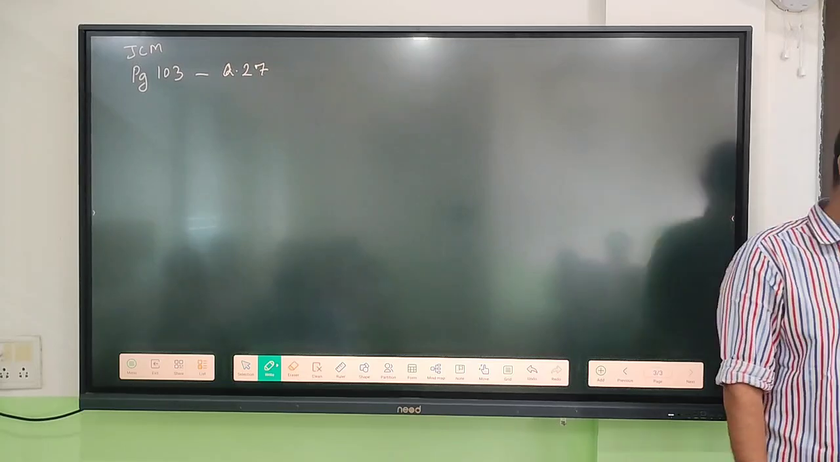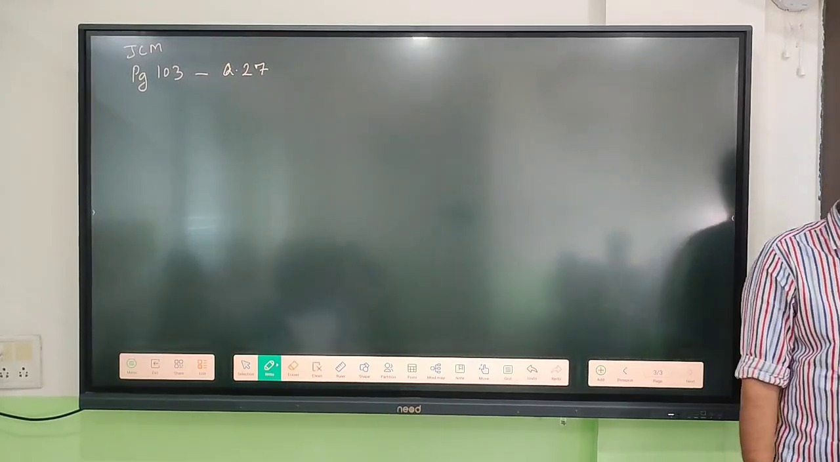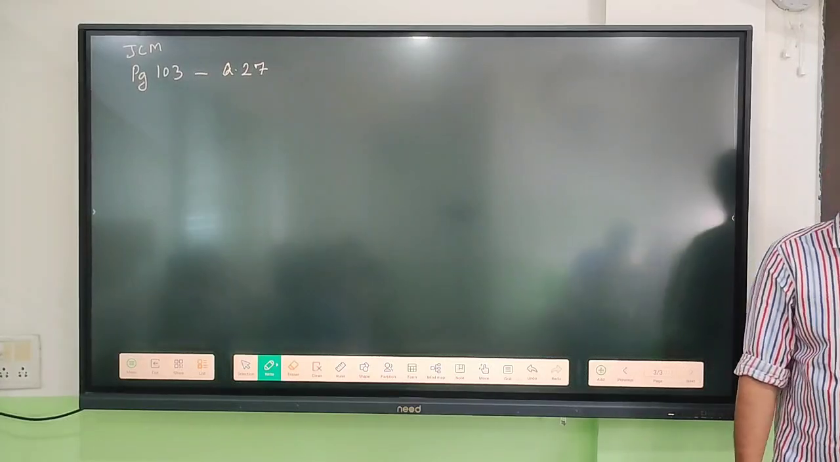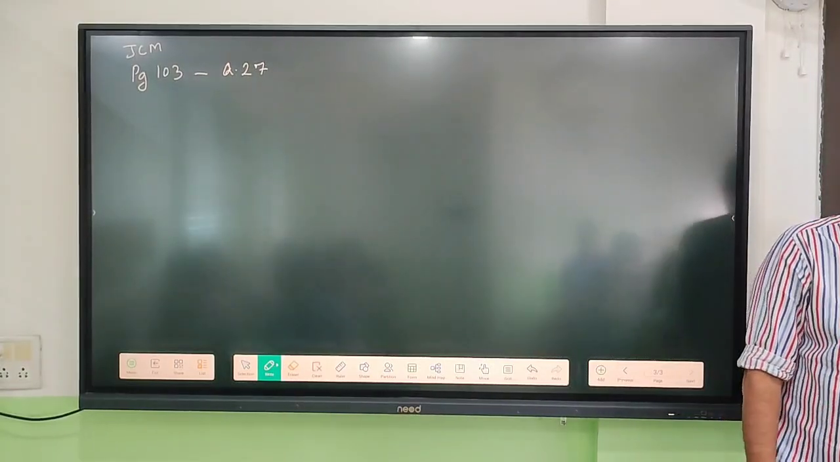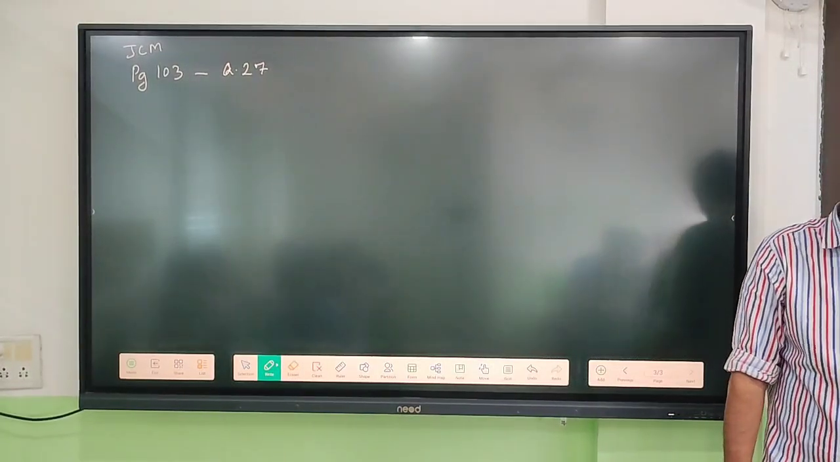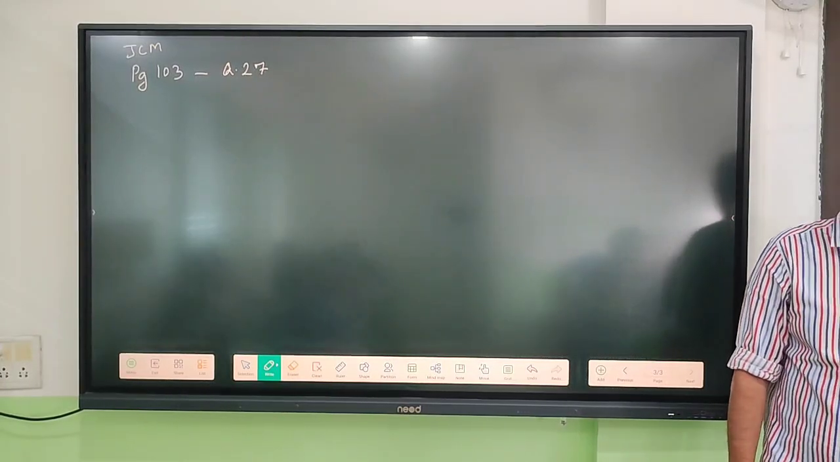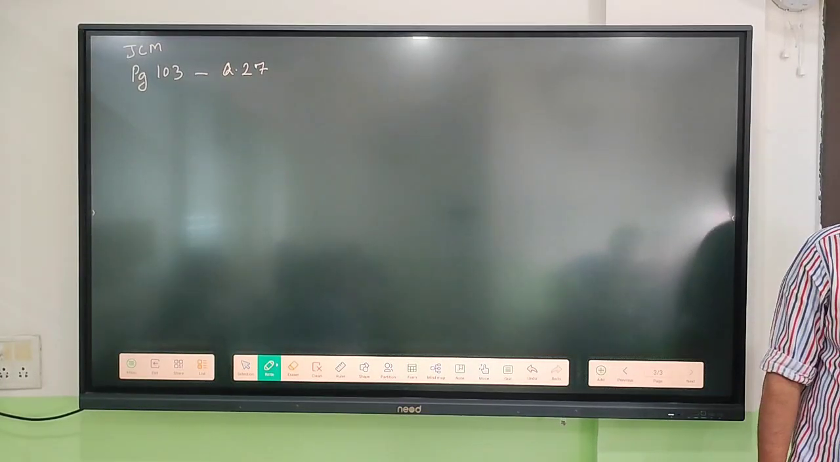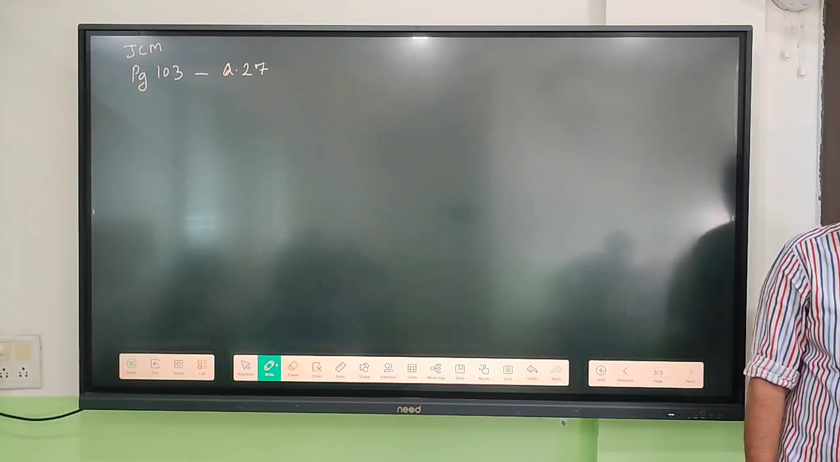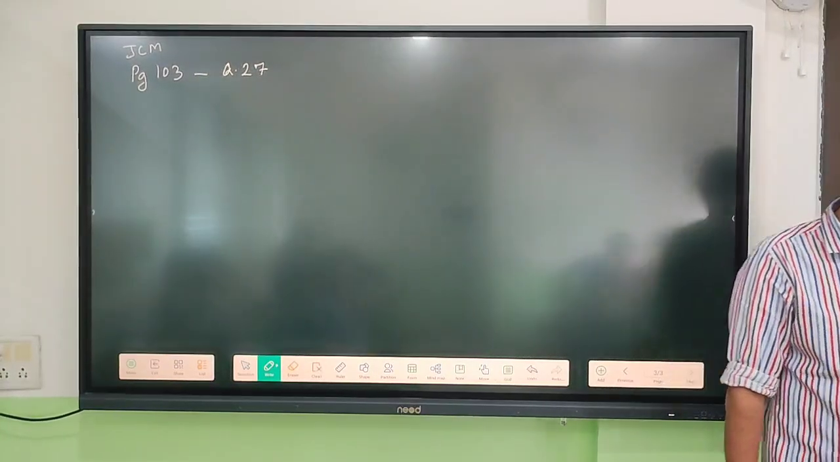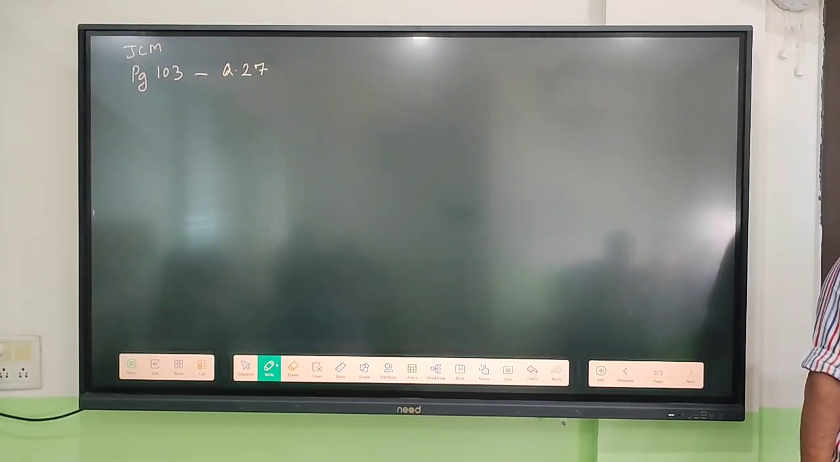Again a question of uniform circular motion. An object moves at a constant speed along a circular path in a horizontal XY plane, with the center at the origin. When the object is at x equal to minus 2 meters, its velocity is minus 4j. What is the object's acceleration when it is at y equal to 2 meters?